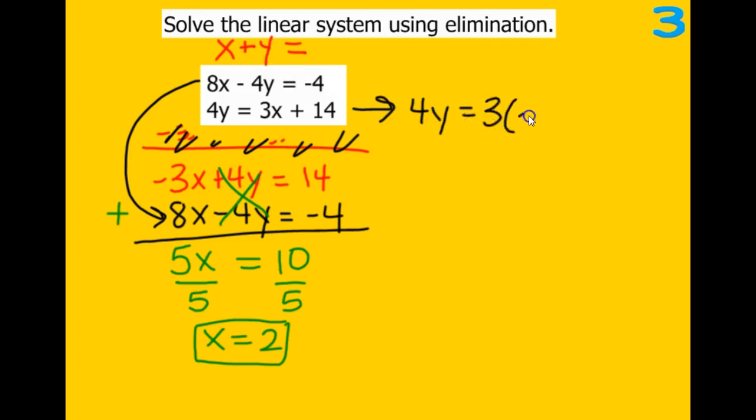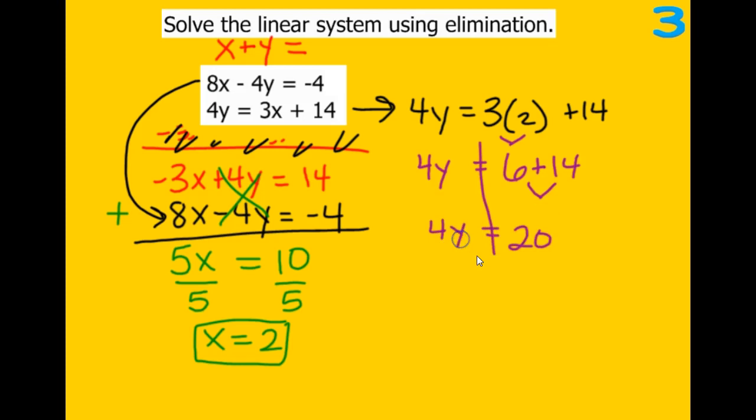So 3 times x, which is 2, and then plus 14. Well, we know 3 times 2 is 6. So 6 plus 14, add those together, we should get 20. And then last, the opposite of multiply by 4 is divide by 4. So we have y equal to, well, 20 divided by 4 is 5. So our answer in the form xy is 2, 5.